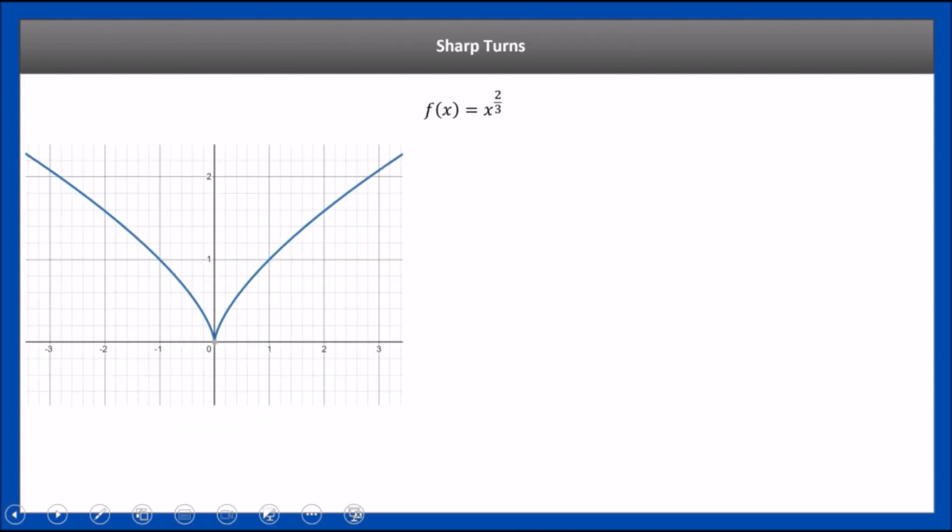Okay, so let's take a look at sharp turns. So we know that a horizontal tangent line has a slope of 0. A vertical tangent line has an infinite slope or an undefined slope. And now let's take a look at a sharp turn. So for this function, this is an interesting looking function, right? But if I were to take the derivative from the left side, remember this is the formula for the derivative from the left, right? Using the alternative definition of the derivative.